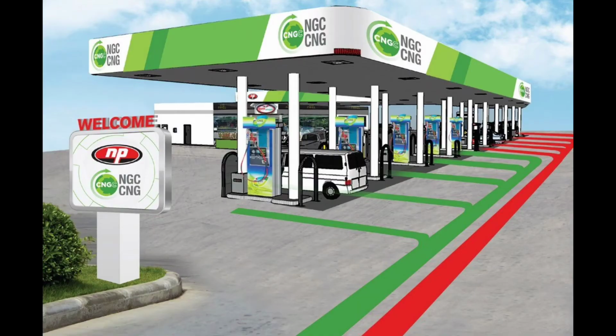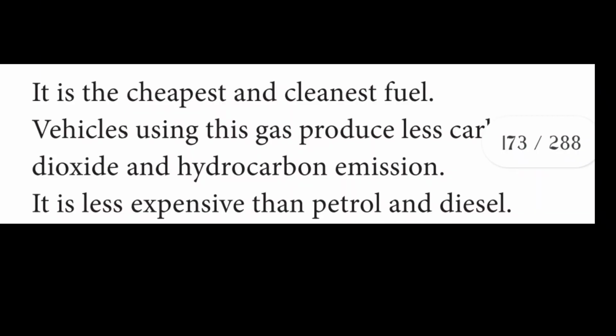Now we move on to compressed natural gas. When natural gas is compressed at a high pressure, it is called CNG, compressed natural gas. Nowadays, it is used as fuel in automobiles. When you see the properties, it is the cheapest and cleanest fuel. Vehicles using this gas produce less carbon dioxide and hydrocarbon emission. It is less expensive than petrol and diesel.